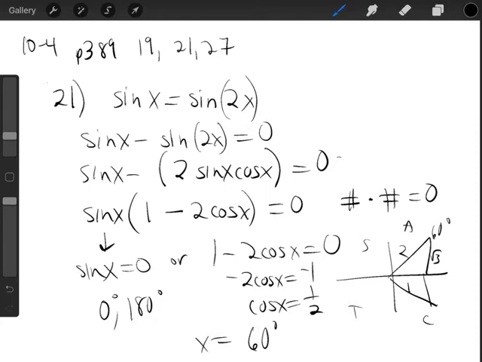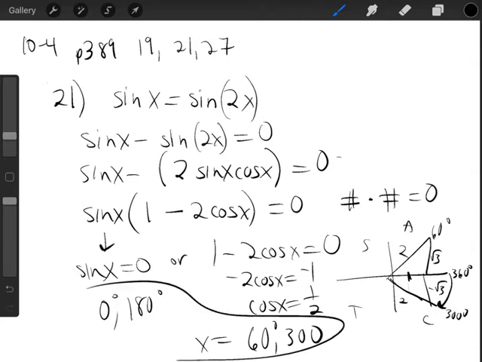This is also where it's positive. So this is 1, this is negative square root of 3 and 2. So if this is 60 degrees, and this is 360, and we subtract, we're at 300. So there you go. Great job on number 21.